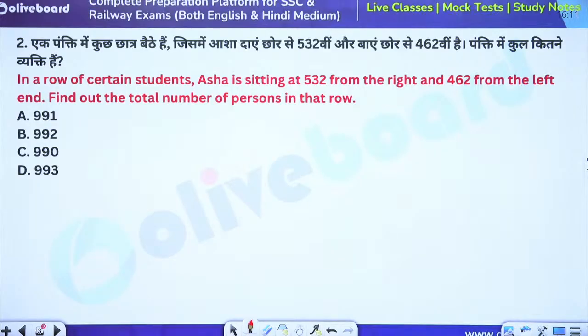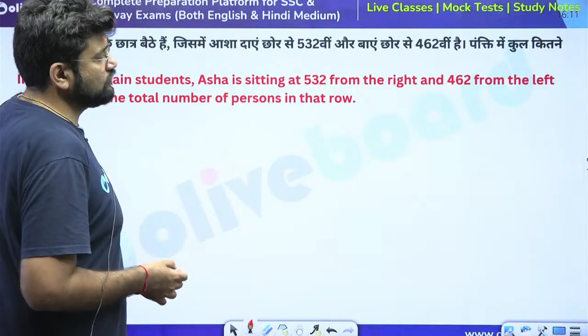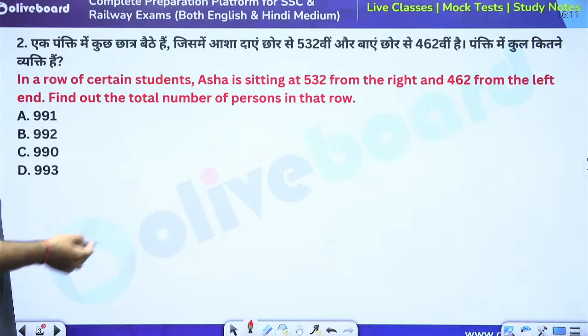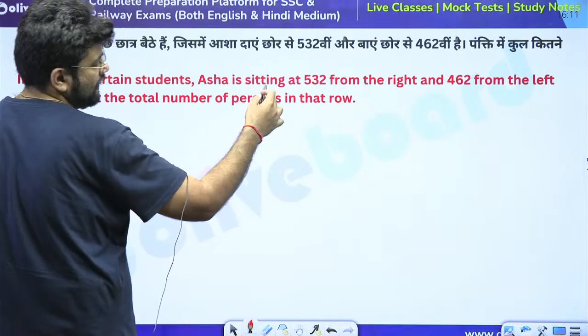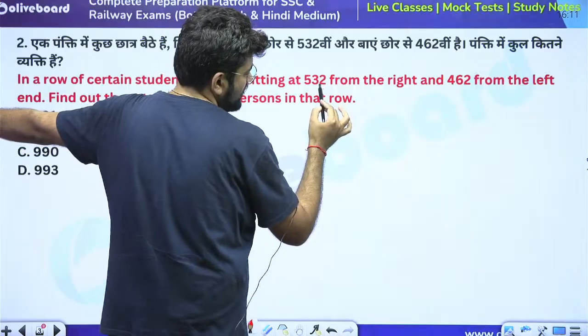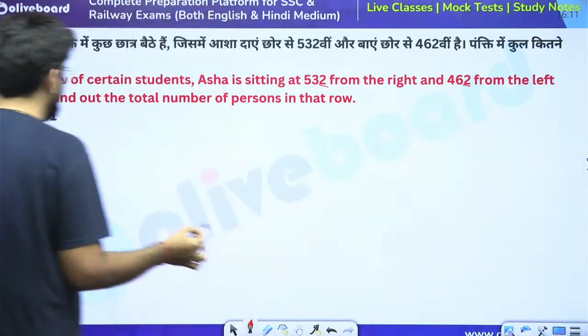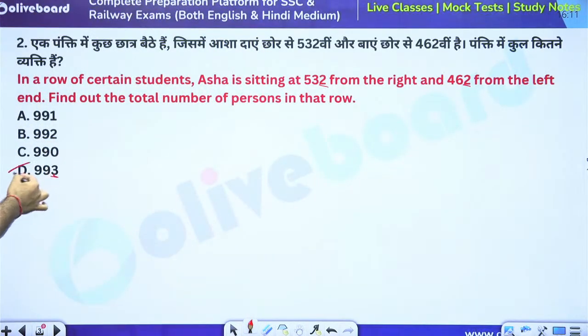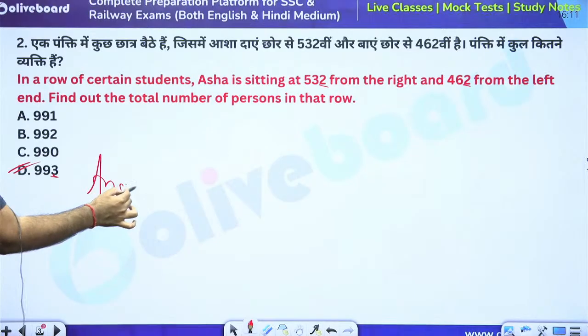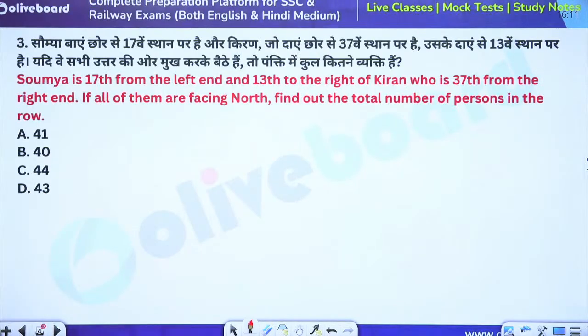Simple ranking based question. In a row of certain students, Asha is sitting at 532 from the right and 462 from the left. What is the total number of people? Just add and subtract 1. Rather than that, just take the unit digit. 2 plus 2, 4 minus 1 is 3. So the unit digit will be 3, that is 993. Option D is the correct answer. Okay. Next.